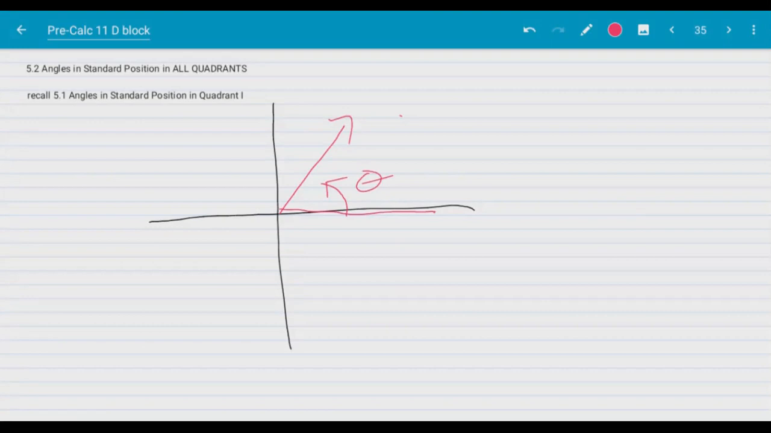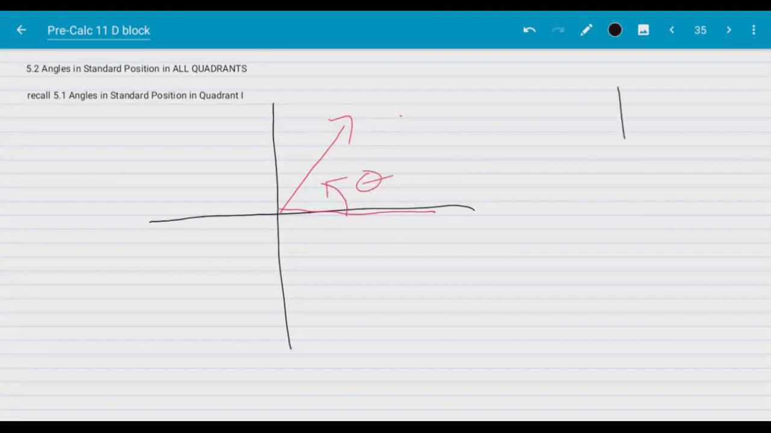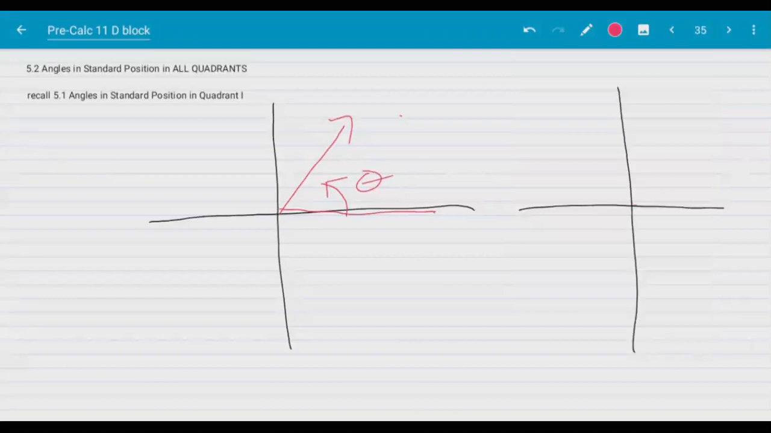Now, what would be an angle which is not in standard position? So take a look at this. All right. So I have this angle wherein it is measured this way. And since it doesn't start on the positive x, it starts on the negative x, it is not an angle in standard position. There is your theta. Are we good? Okay.